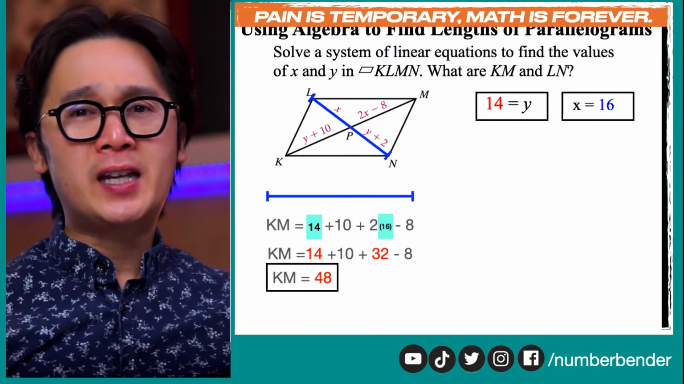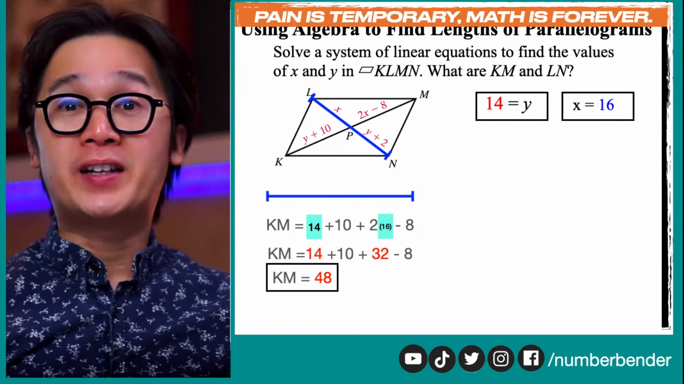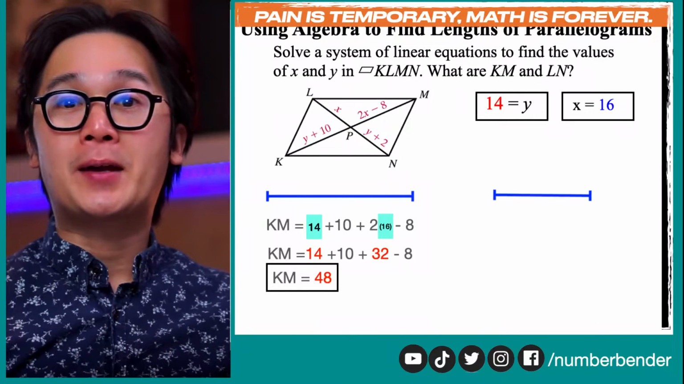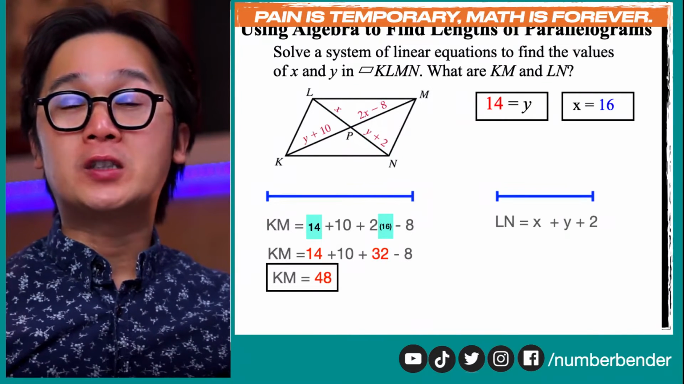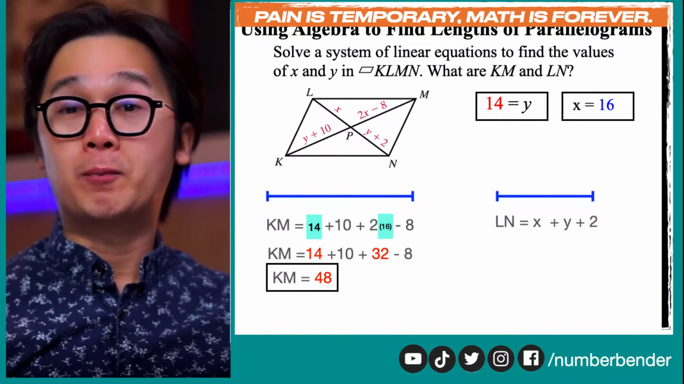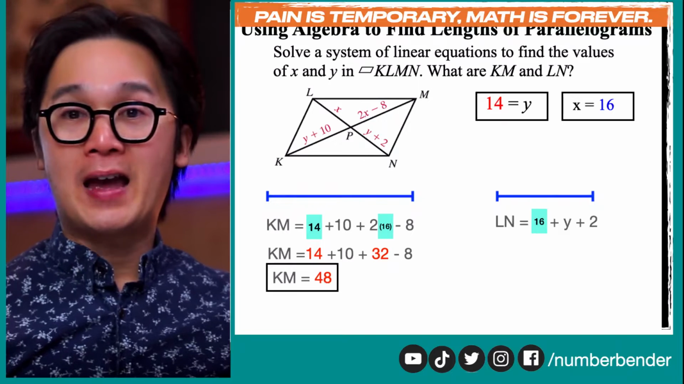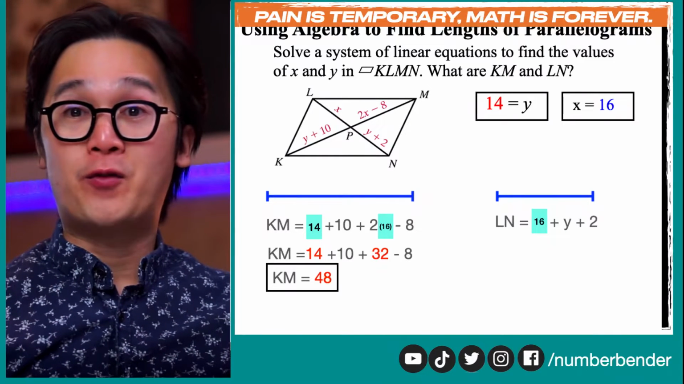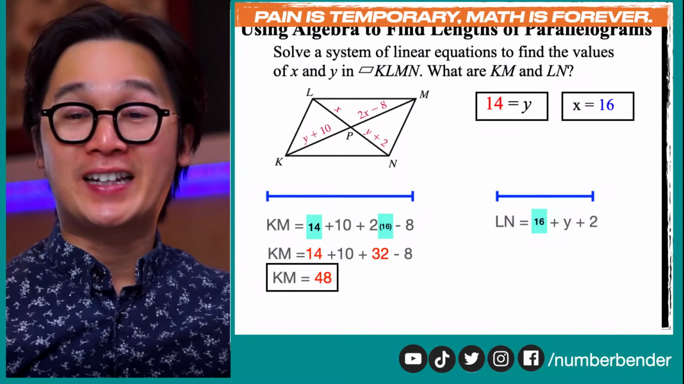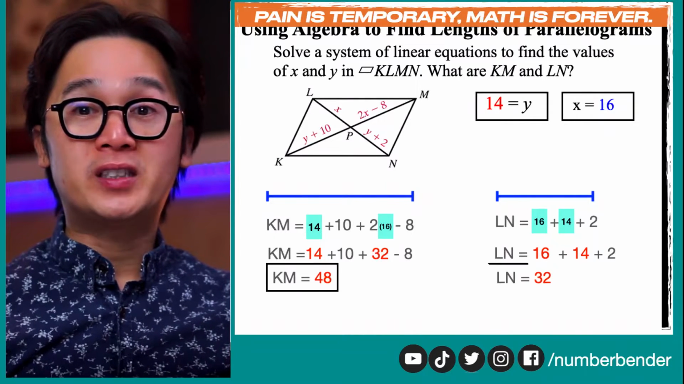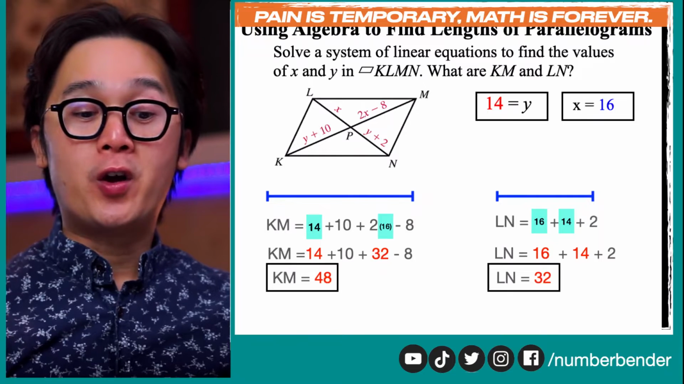Let's see if it's the same as the measurement of KM by plugging in the values of x and y for line segment LN, which is now going to be the sum of x and y plus 2. So we have x plus y plus 2, and using our substitution, because we have y equals 14 and x equals 16, now we'll be able to find the line segment LN, which is equal to 32 units.